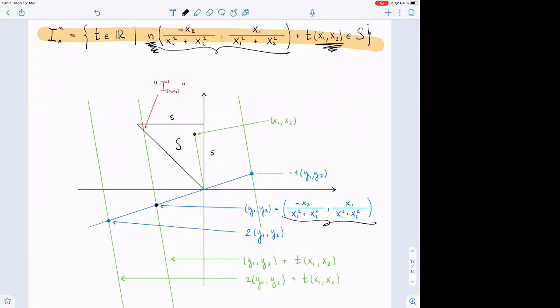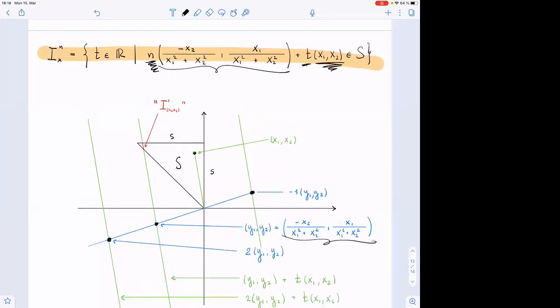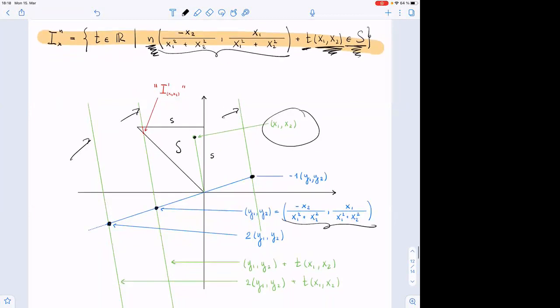so all natural numbers not equal to 0. So here's, for example, 2 times that. Here's all integers. So here's the -1 times that point. And then at each of these points, you add t times x1, x2, so the infinite line parallel to the vector x1, x2. These are the green lines here. And then what you need to do is figure out for which values of t they intersect your triangle S.